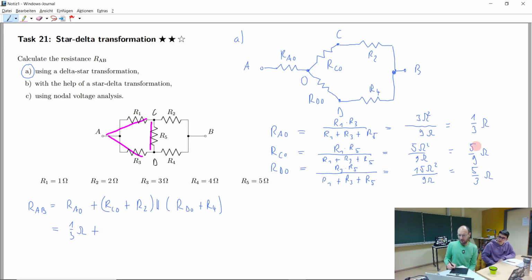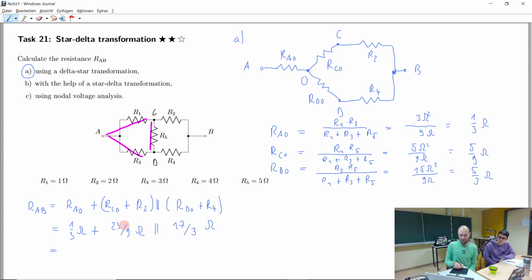plus, yeah, so here we have 5/9 plus 2. So 2 is 18/9, and 18 plus 5 is 23, over 9 ohm, and this is in parallel to, yeah, so we have 5/3 plus 4. 4 is 12/3. 12 plus 5 is 17/3 ohm.